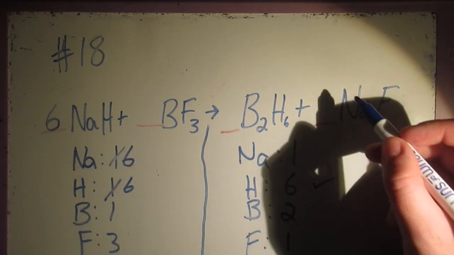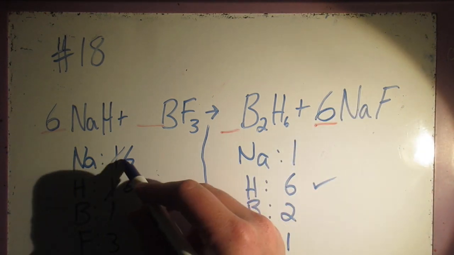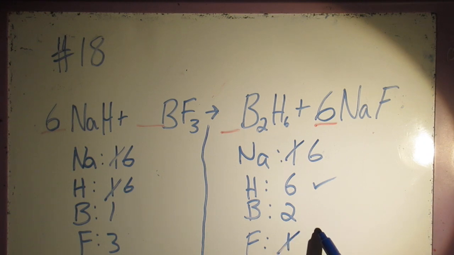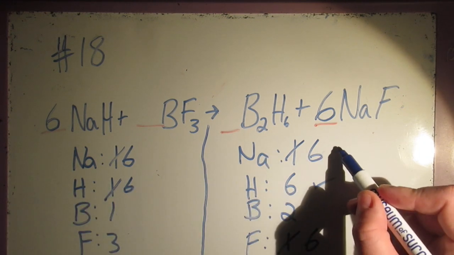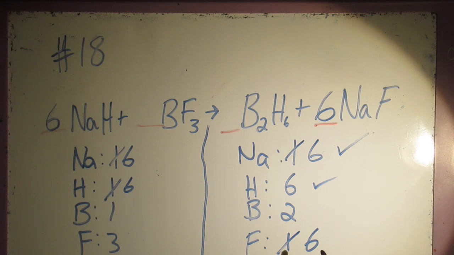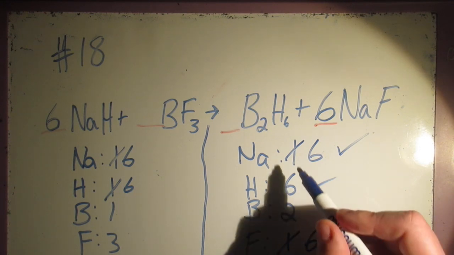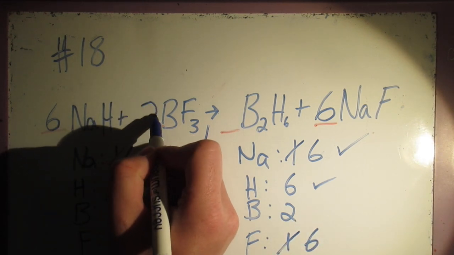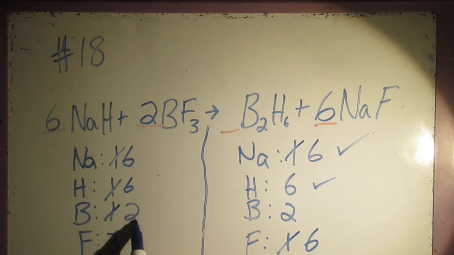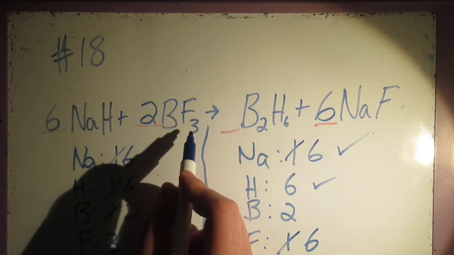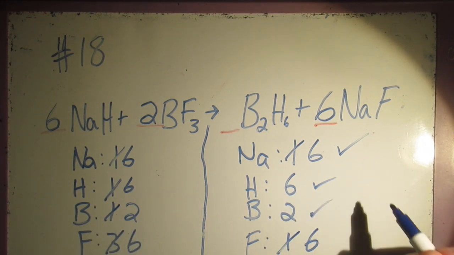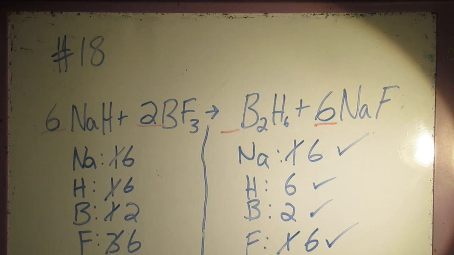So 6 over here, so let's put a 6 over here. So that's 6. That's 6, but then I also changed fluorine to 6. Okay, so sodium is good now. Now let's go to the boron. So we've got 2 here. So 1 here, let's change that to a 2 then. So that's 2. And now we remember we changed the fluorine too, so 2 times 3 is 6. And there we go. That is balanced. So you can double check if you want, but that is the balanced reaction.